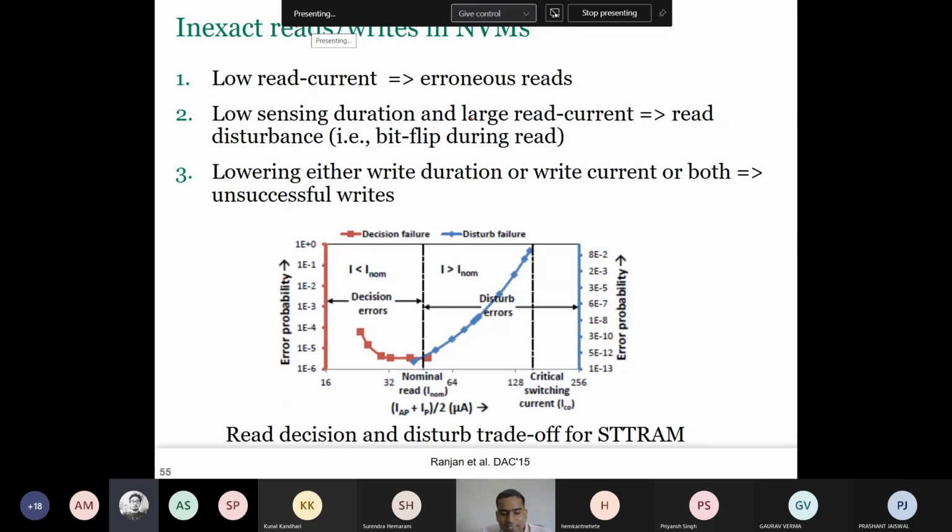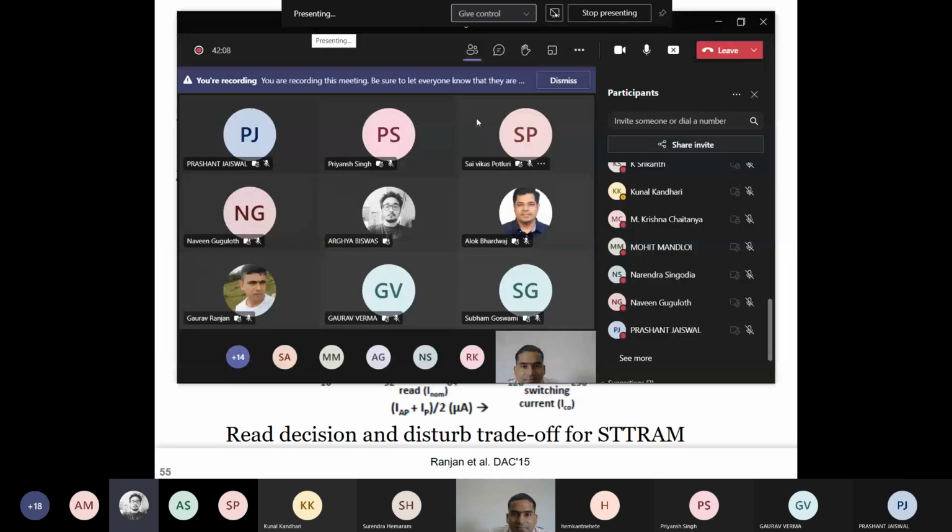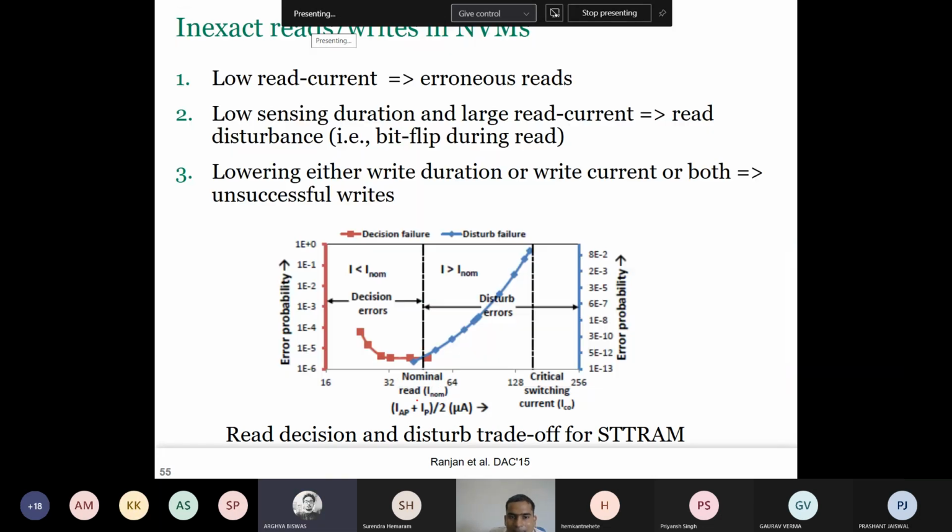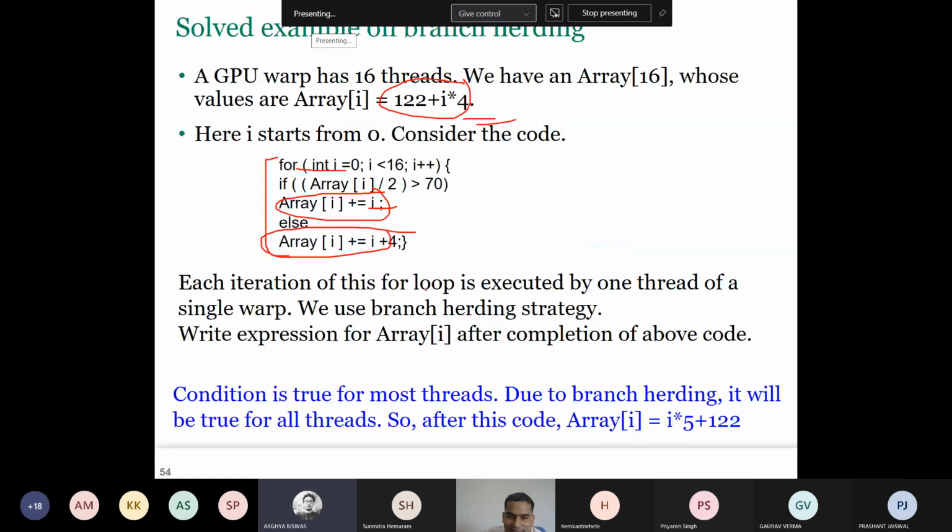Okay. Sir, in the previous one, do we eliminate the else statement then? Effectively, it is eliminated. Yes. No thread will execute it.